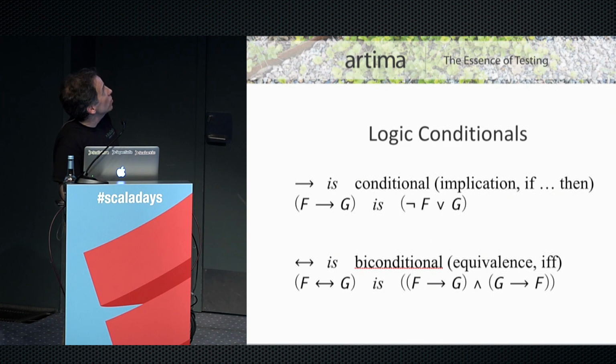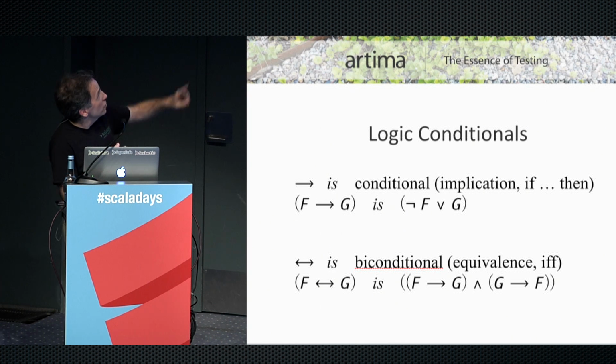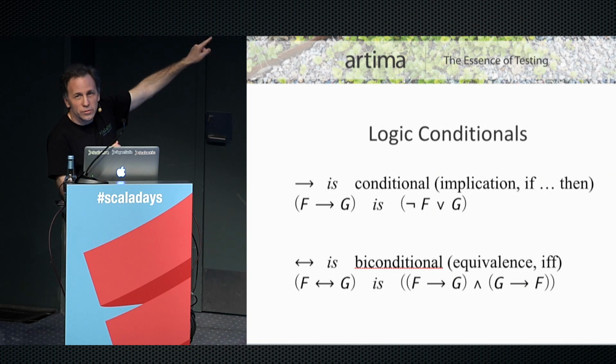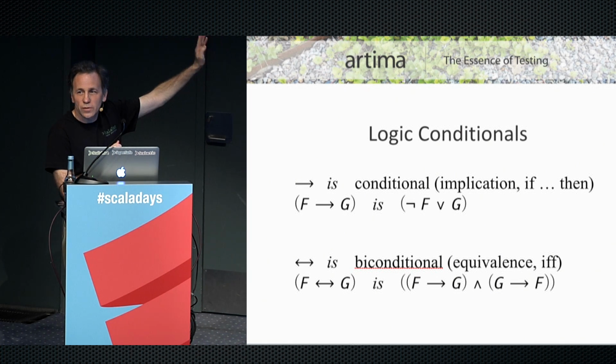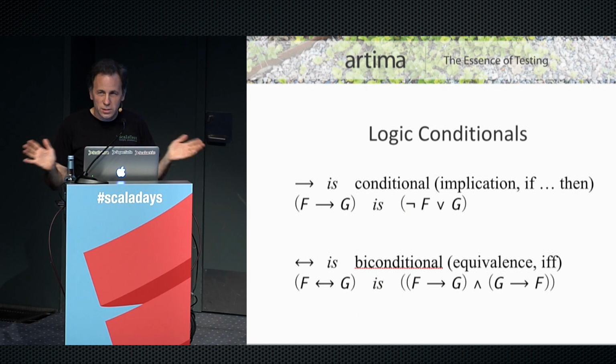There are two other symbols you often see that you can derive from these. One is called conditional, which is a right arrow, or implication is the other way to say that, and that's really if-then. So if f is true, then g is true. And then if you have the arrow going in both directions, that's the biconditional, or it means equivalence. That's if and only if. So if f is true, then g is true. If g is true, then f is true. Otherwise, they're both false, right? They have to be the same as each other. And that's everything.